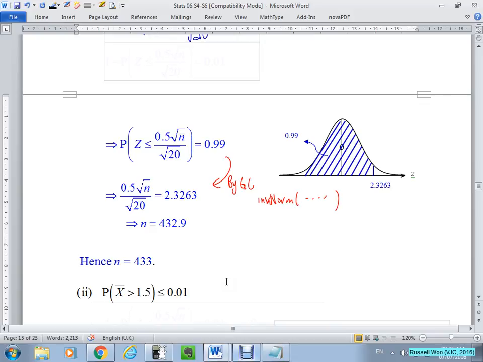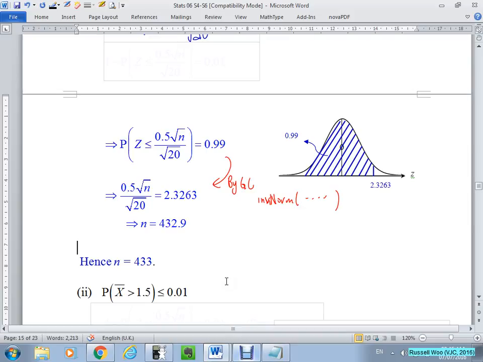Now, it just happened that when you get n here, if you round off to 3SF, you will still get 433. But even if it's 43.29, you should also round off to 43, because n must be an integer. It doesn't make sense for n not to be an integer. Correct? You make n observations. N must be an integer.